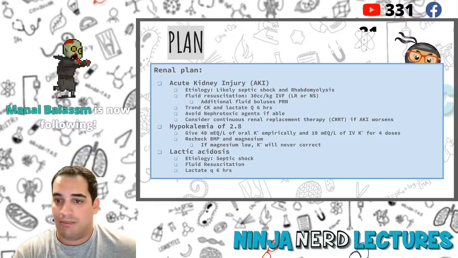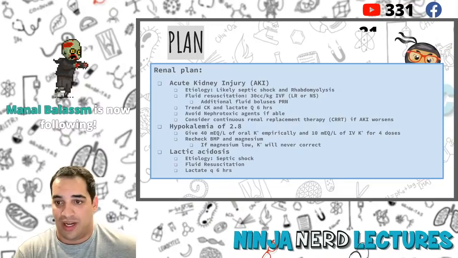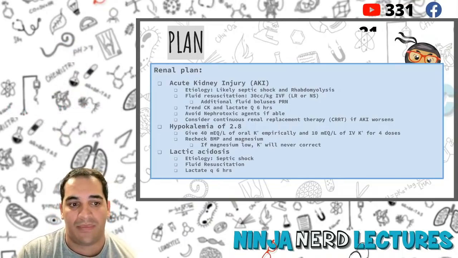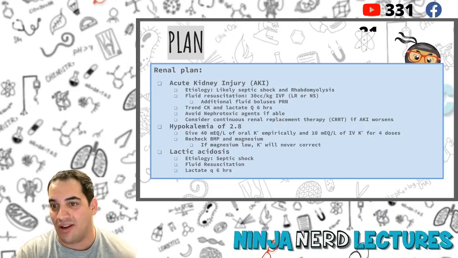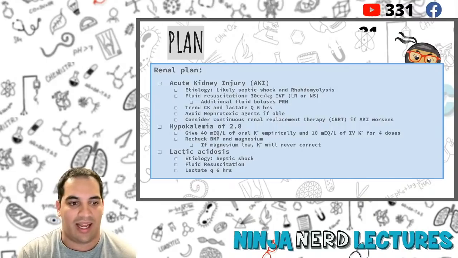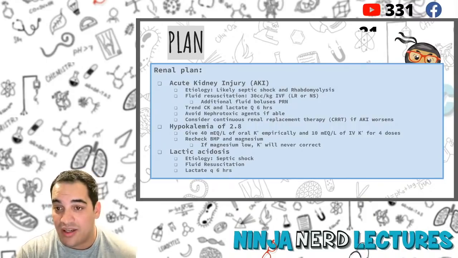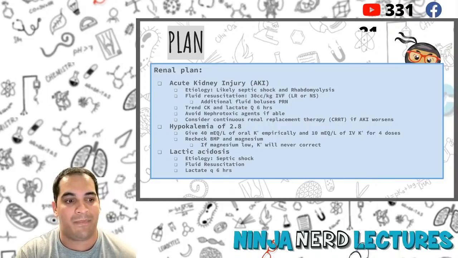We're gonna fluid bolus him. We're gonna use vasopressors to perfuse the kidneys as well. And then we're gonna try to trend that CK and lactate to see if we need to, again, keep giving more fluid as well. And try to avoid nephrotoxic agents as you can, because those can also worsen the underlying AKI. With him being this bad, we may have to consider continuous renal replacement therapy, a type of dialysis when someone's hemodynamically unstable, if his AKI doesn't improve in this scenario.